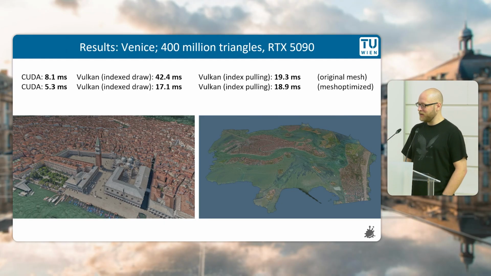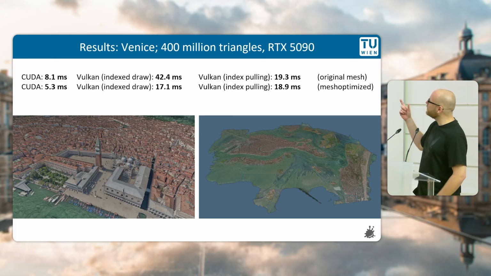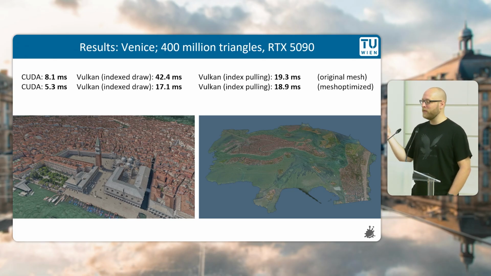So with CUDA, we're able to render the original mesh in about 8 milliseconds. And with Vulkan in EGSR, it takes about 40 milliseconds. And here's also something that's a little bit unintuitive. With Vulkan vertex plus index pulling, it's about double as fast as Vulkan index draws on the RTX 5090. So the RTX 5090 got really good at index pulling. But after mesh optimization, index draw got faster than index pulling, but CUDA is still a little bit faster, about 3 times faster than index draws in Vulkan.